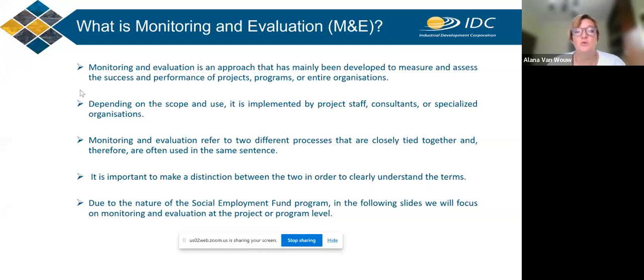Okay, so monitoring and evaluation is the approach that we mainly use to measure and assess the success of projects, programs, or organizations. It all depends on the scope and the use. In our case, the CEF project has a number of people that come in, but on other projects, there are consultants and specialized organizations. Even though monitoring and evaluation refer to the same aspect, they are two completely different views when you're looking at it from a fundraising perspective. And it's important that you make a decisive, clear view of the understanding of the two terms.